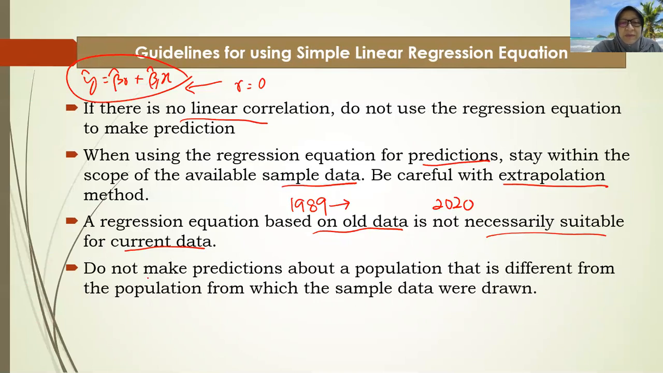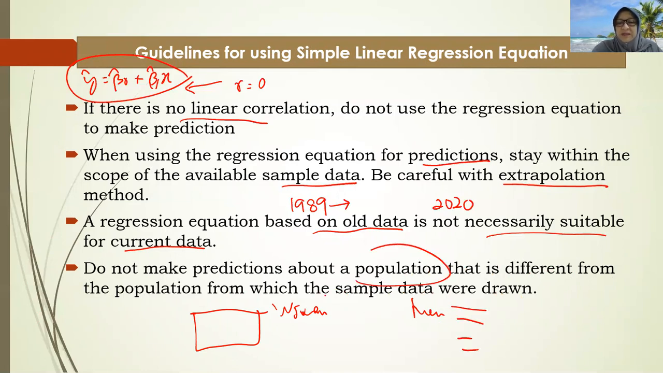Lastly, do not make predictions about a population that is different from the population from which the sample data are drawn. For example, if your equation is for women, you cannot suddenly use it for men. It is not suitable.